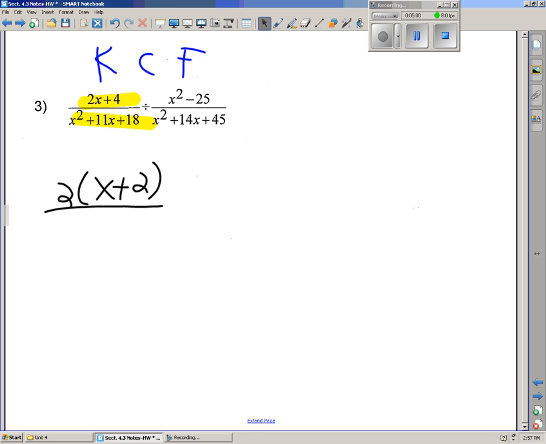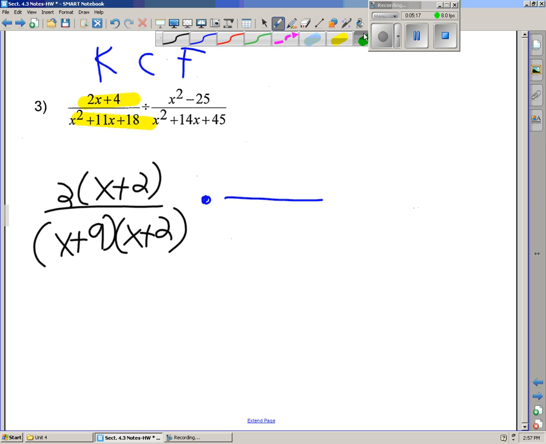Sorry, let's fix that. Okay. So now when I factor this one, the bottom is going to be x plus 9 and x plus 2. Here I'm going to factor and flip at the same time. I know I have to multiply, but the next thing I'm going to factor is this bottom, and it's going to go on to the top, because that's what happens when you do keep, change, flip.